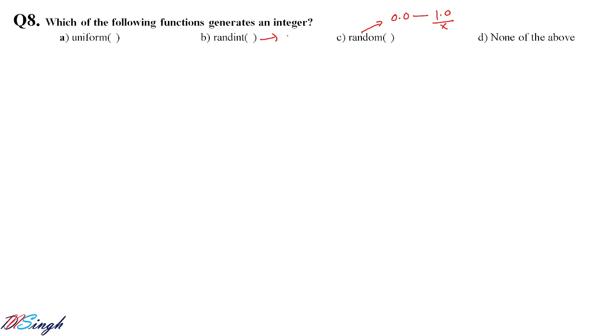But randint will generate an integer and it takes two arguments, lower limit and upper limit. So a and b, two arguments, where a is a lower limit, b is an upper limit, and between these two it is going to generate an integer, and both a and b are included. So the correct answer is what? Randint.